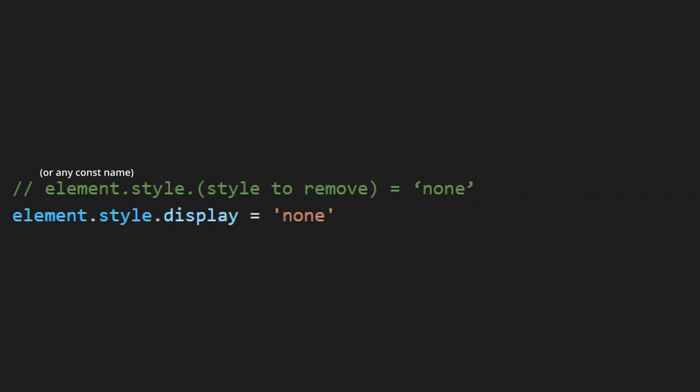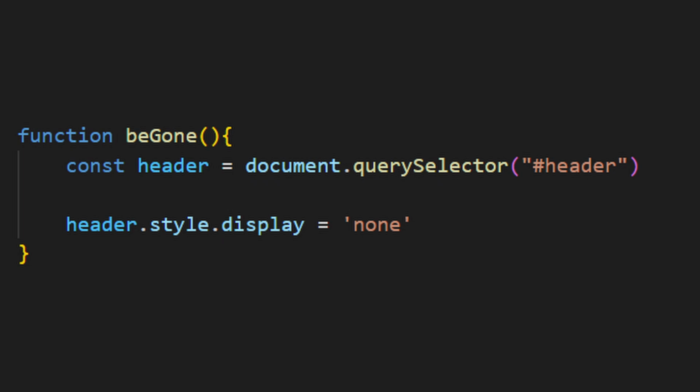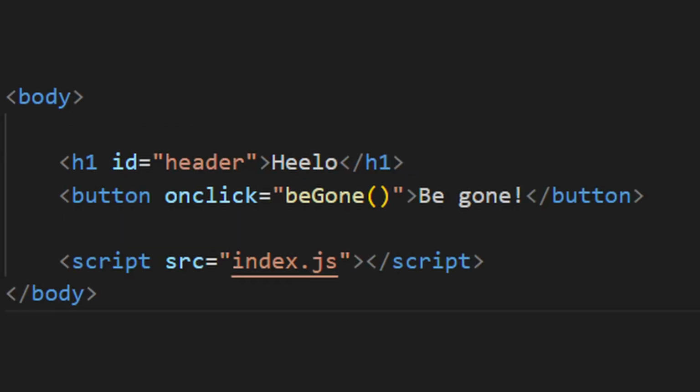To remove style, you can put element.style.styleToRemove = 'none'. So for example, to hide an element temporarily, you can do so using element.style.display = 'none'. This is very useful for navigation bars. Again, all these can be stored under a function, which can be used in the HTML file.